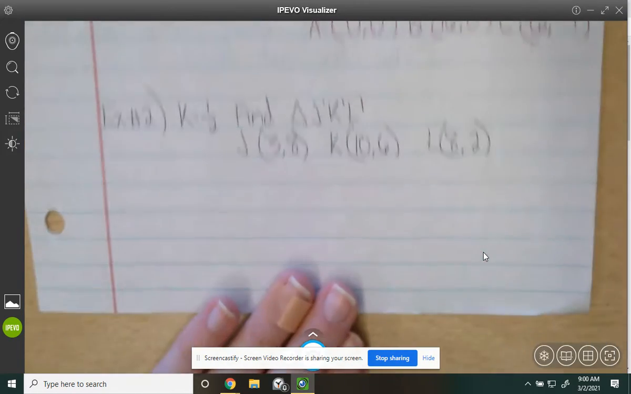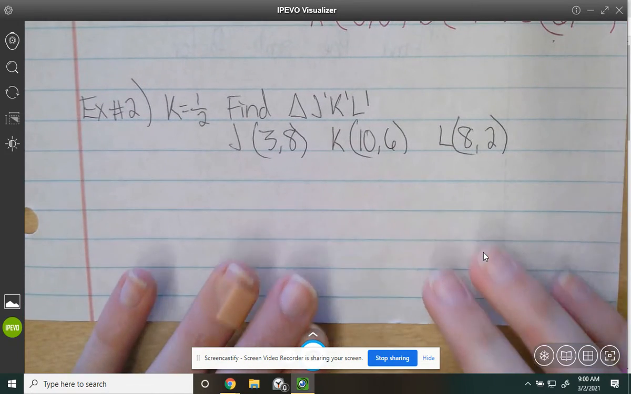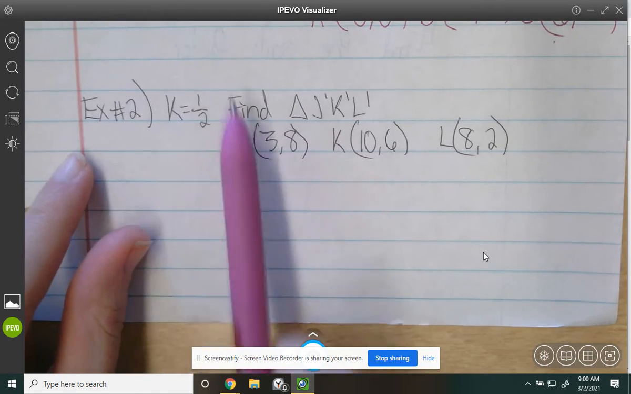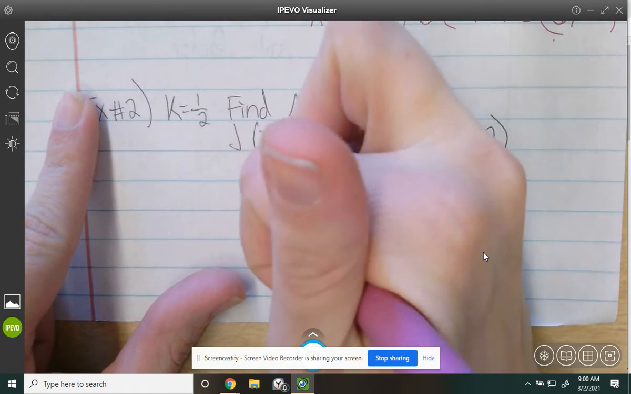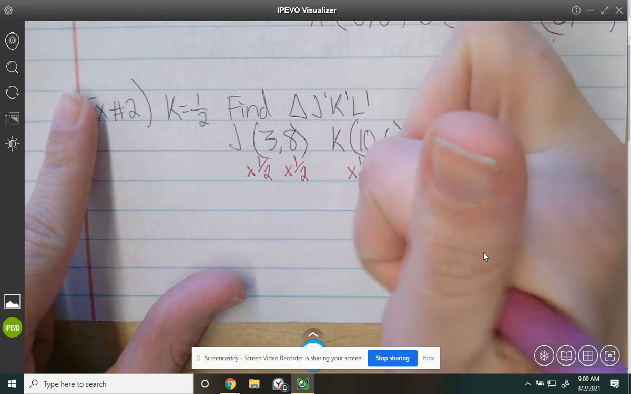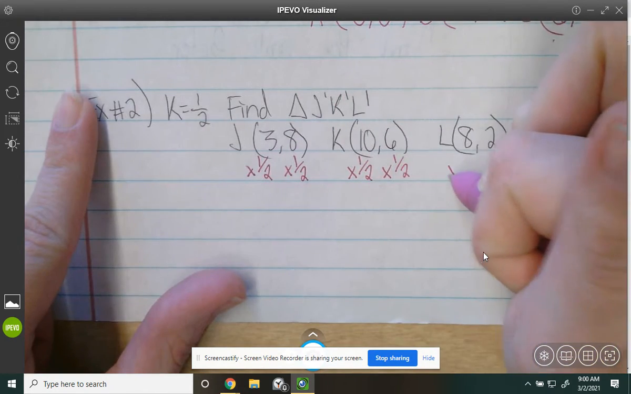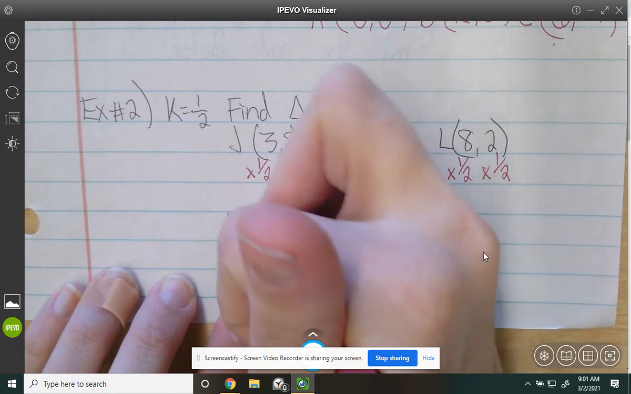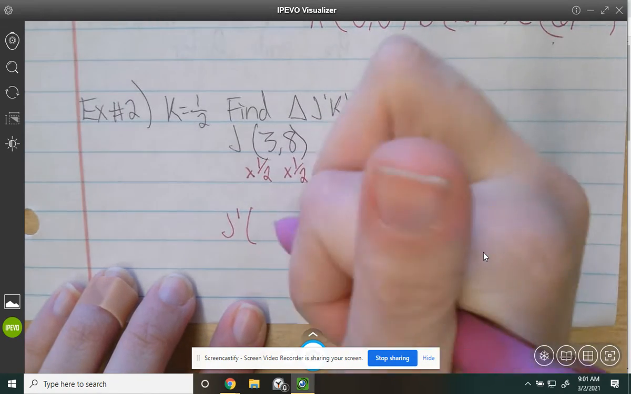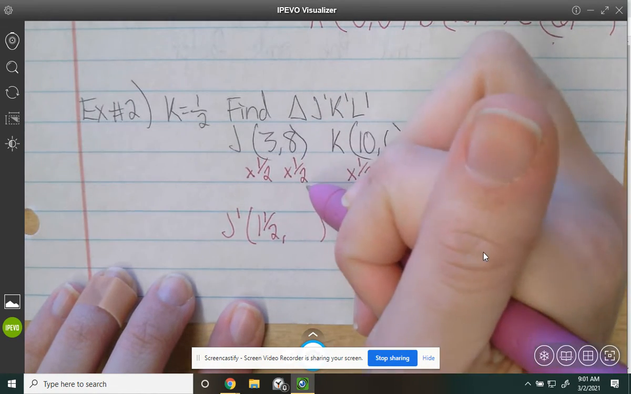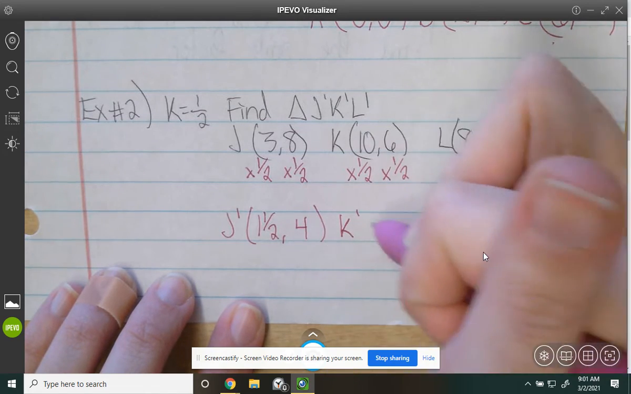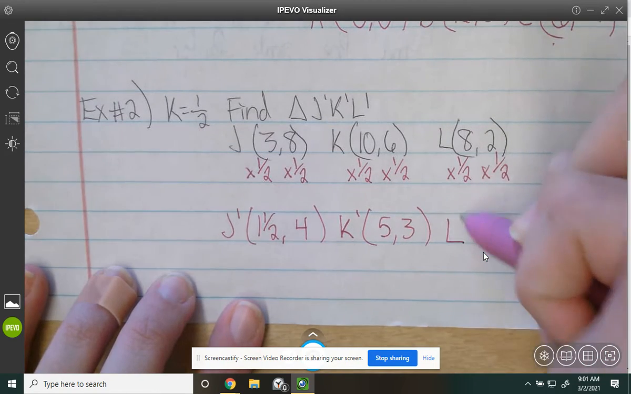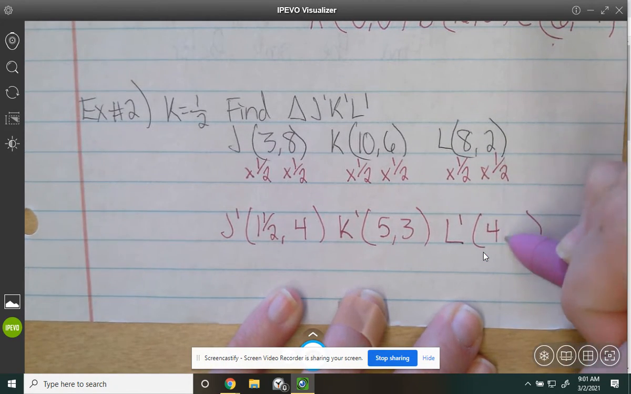Okay, write down number 2. On this one, K is 1/2. So I'm multiplying everything by 1/2. You don't have to do this every time, but I'm going to. Really I'm just splitting these in half. So half of 3 is 1.5. Half of 8 is 4. Half of 10 is 5. Half of 6 is 3. Half of 8 is 4. Half of 2 is 1.